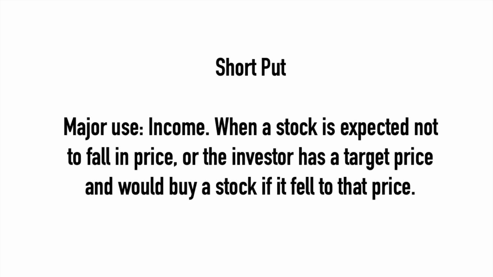Selling a put option, or writing a put, is used similarly to writing a call option, except with the inverse expectation. This is when the investor expects that the stock is not likely to fall in price, at least not to the strike price on the option. Or, similarly to selling the call option, an investor might do this if the investor wants to buy a stock and sees a price that would be acceptable to buy it at, and wants to collect a premium to commit to buy it at that price ahead of it reaching it.